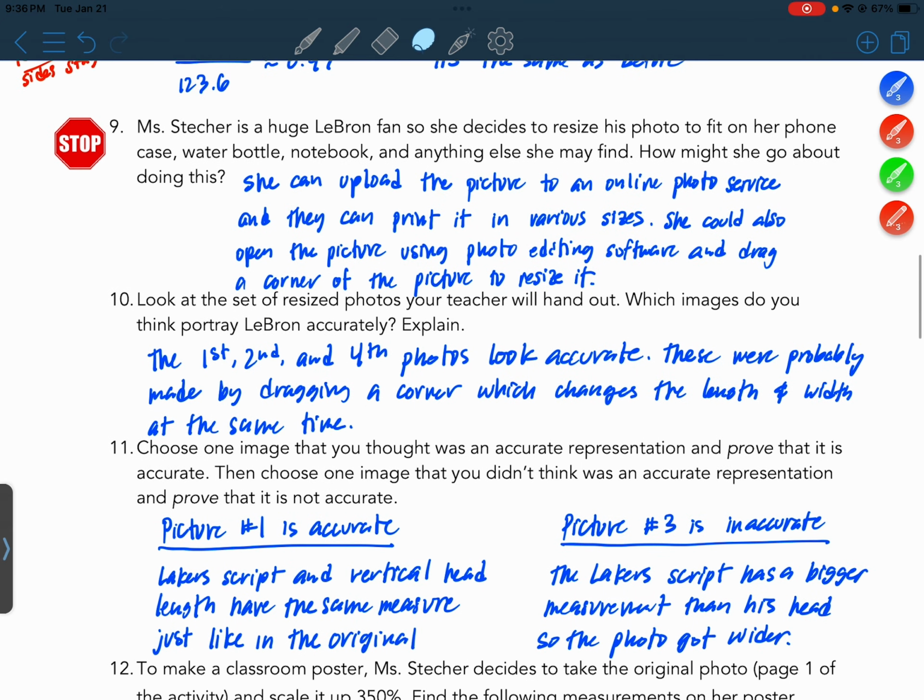All right, question number 10. Look at the set of resized photos that your teacher handed out to you. So I think there were like 5 different images of LeBron. Which ones do you think were accurate? All right, so the accurate ones were the first photo, the second photo, and the fourth photo.